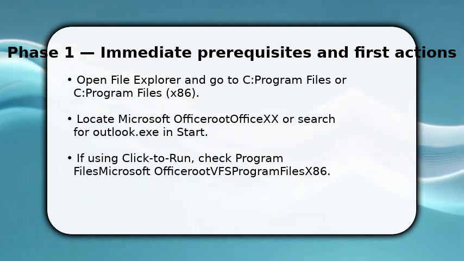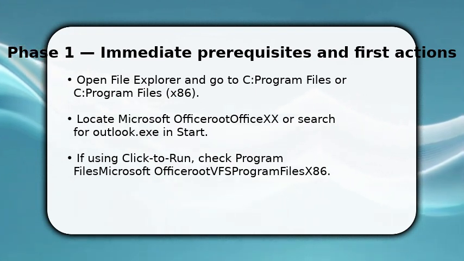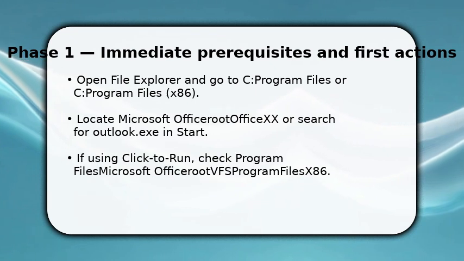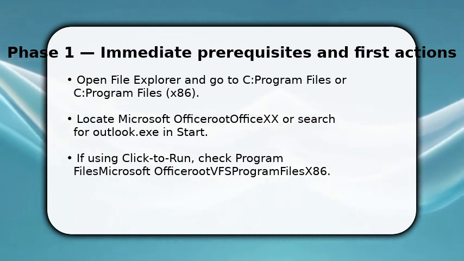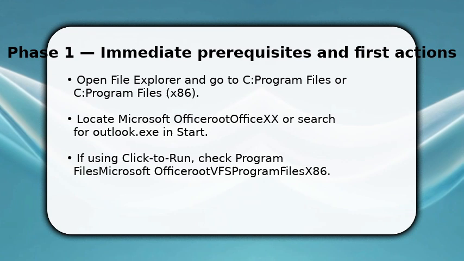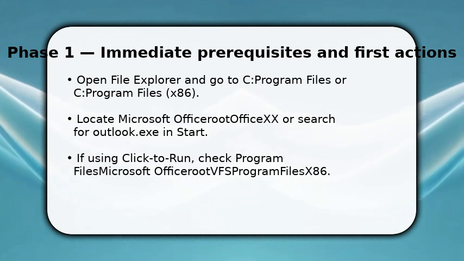exe. If you prefer, open the Start menu, search Outlook, right-click and choose Open File Location to jump straight to the exe. This confirms the real path and avoids creating a shortcut to a launcher or web link.